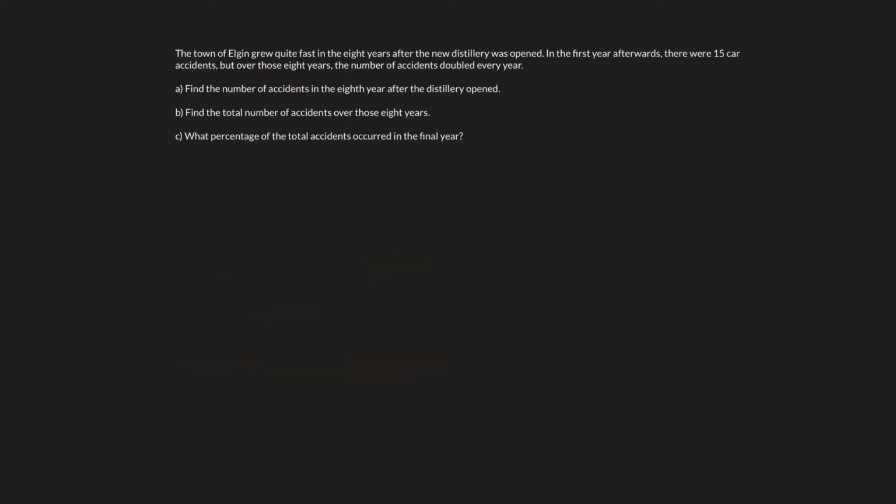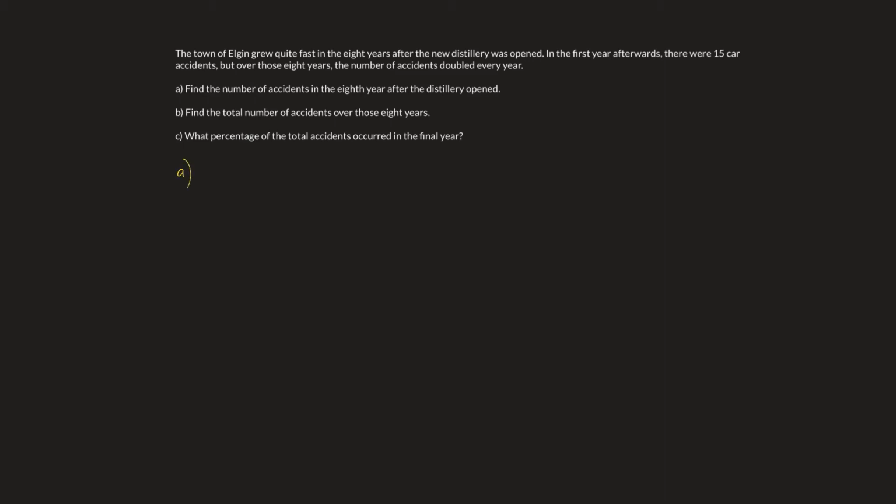In our second example here, the town of Elgin grew quite fast in the 8 years after the new distillery was open. In the first year afterwards, there were 15 car accidents, but over those 8 years, the number of accidents doubled every year. Part A of the problem, find the number of accidents in the 8th year after the distillery opened. B, find the total number of accidents over those 8 years. And C, what percentage of the total accidents occurred in the first year?